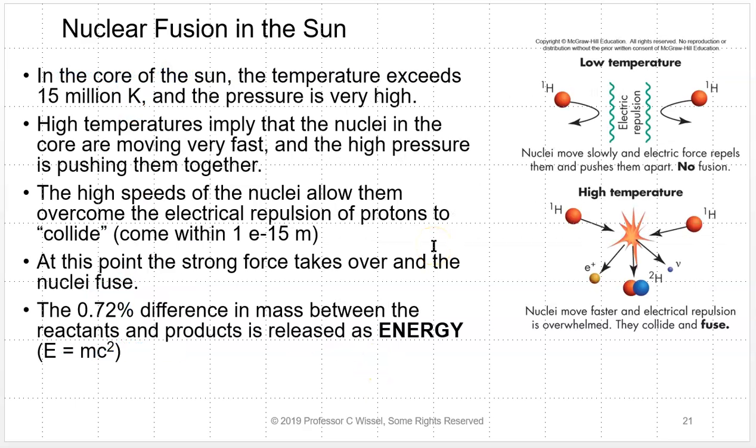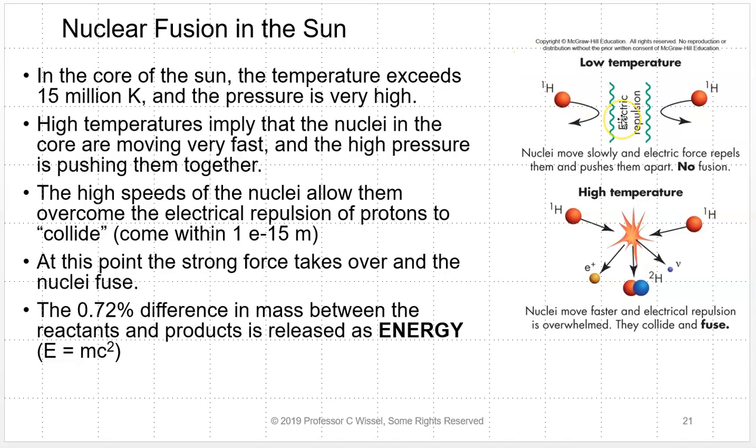Now, the other side of this coin is fusion. The most common place to find fusion is in a star. The closest star to us is the sun. In the core of the sun, the temperature exceeds 15 million Kelvin and the pressure is very high. High temperatures imply that the nuclei in the core are moving very fast, and the high pressure is pushing them together. So the high speeds of the nuclei, due to this high temperature, allow them to overcome the electrical repulsion of protons to collide. That is, they have to come within 1 times 10 to the minus 15 meters. At that point, the strong force takes over and the nuclei fuse. The 0.72% difference in mass between the reactants and products is released as energy, E = mc squared.